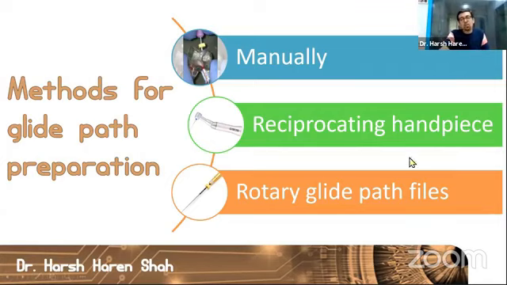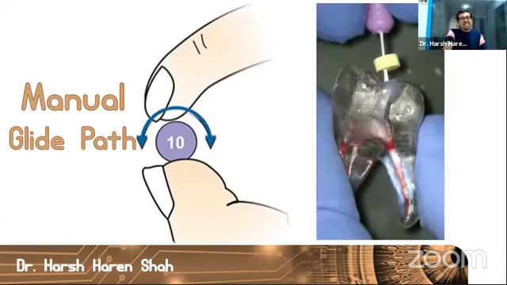I will be discussing the use of the reciprocating handpiece in maximum detail because this is what I trust has worked the best for me. I'll discuss some advantages and disadvantages of the same protocol as well. So let's see the manual method for preparation of glide path.